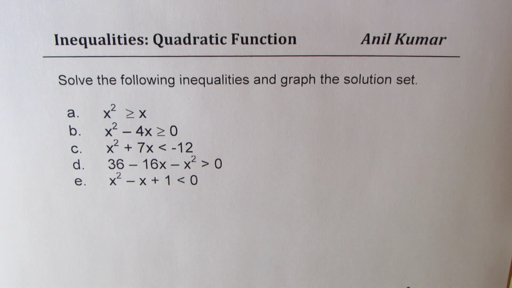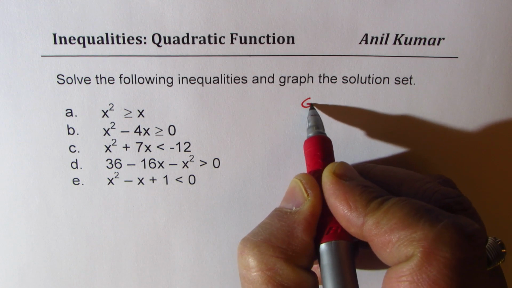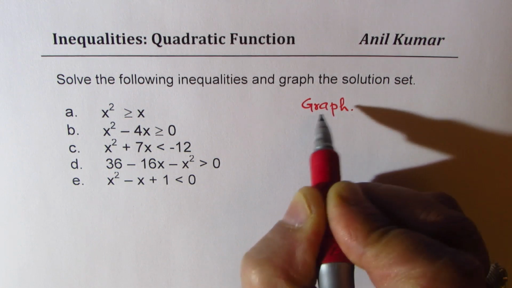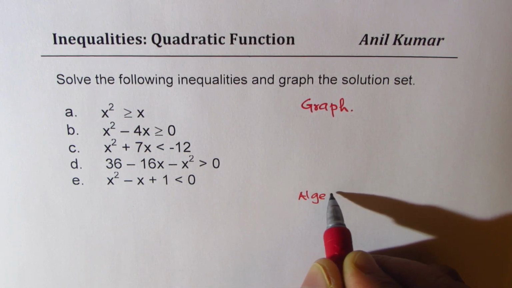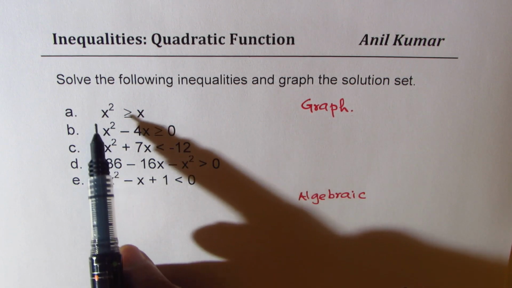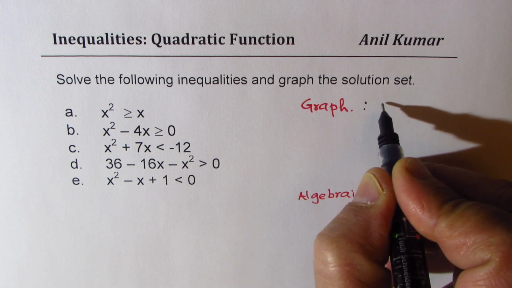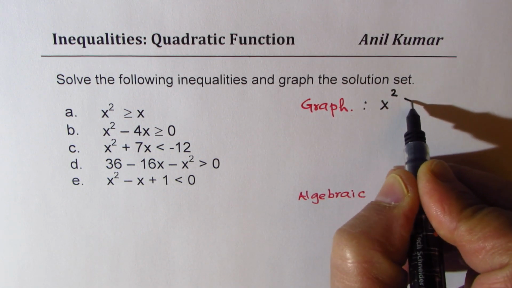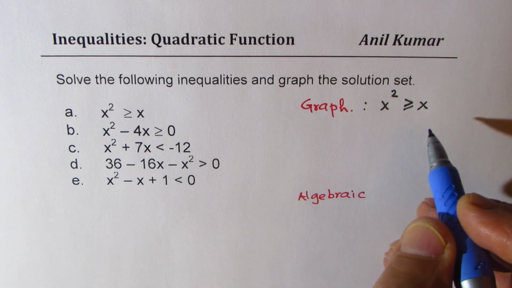Now, to solve inequalities, we could adopt 2 approaches. We could have a graphical solution, so we could graph and then find a solution, or we could have an algebraic solution. That is your choice. Now, let me take the very first one, which is x square greater than equal to x, and show it both ways. So, we'll solve the inequality x square greater than equal to x. I'll sketch a rough graph to represent both, and then we'll try to understand the situation.